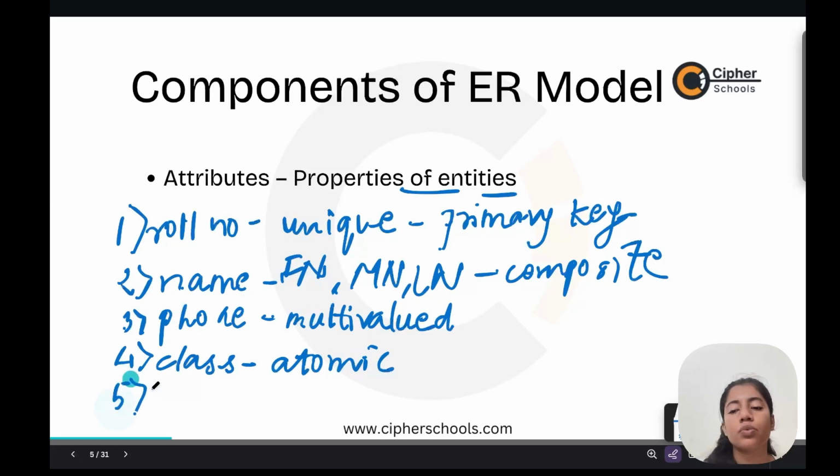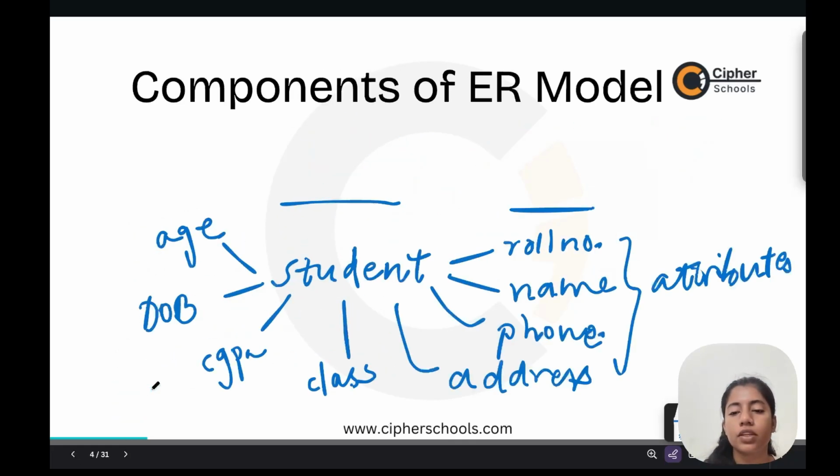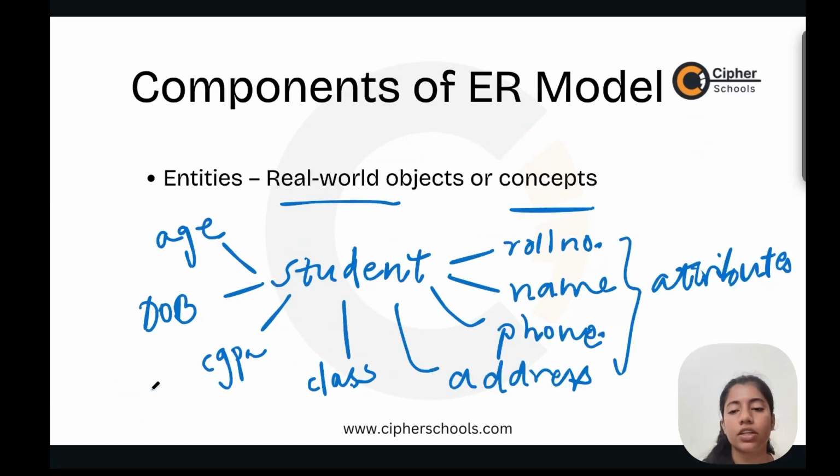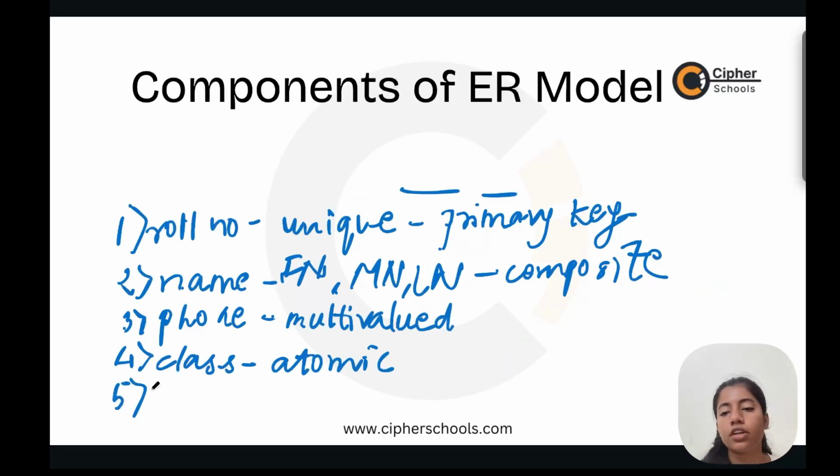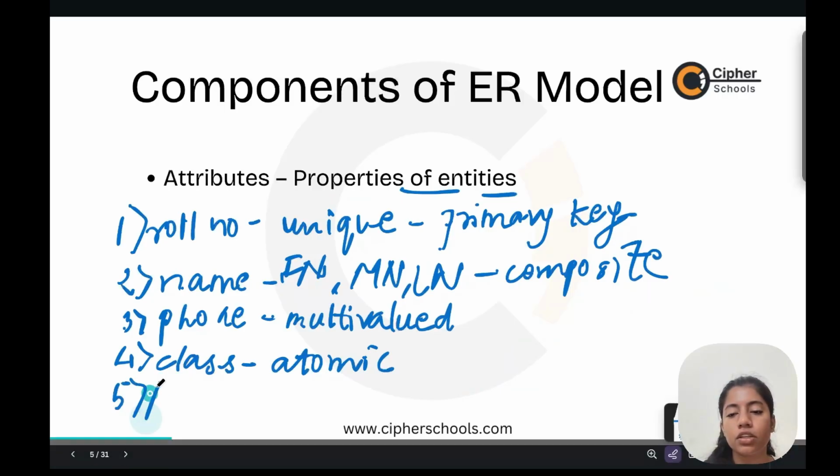Then the fifth one which we discussed was date of birth, right? For date of birth, it is a single valued attribute, because a person can have a single date of birth, right? So it is a single valued attribute.